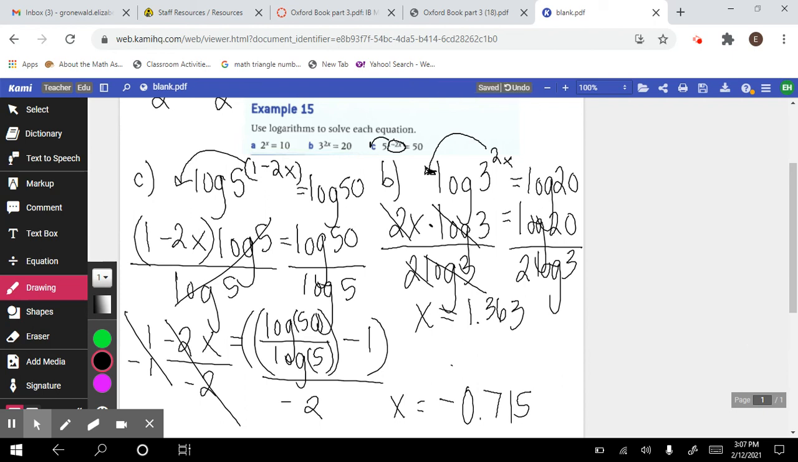There's a couple examples of how to use logs to solve an exponential function. The main thing you want to think about here is putting a log on both sides of your equation and then bringing the power down to the front.